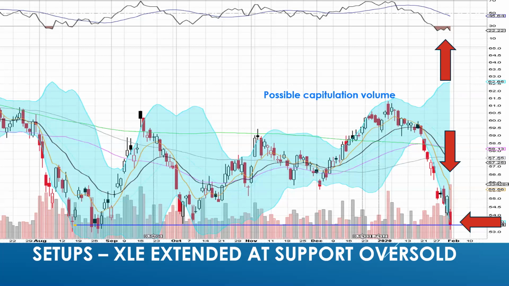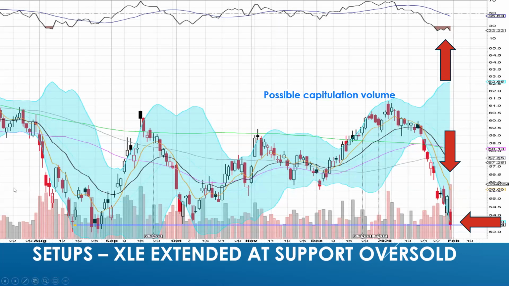And look at where it's come. It's come into this long-term support for the last year or so into this area. And what I also notice is RSI is really oversold, and it might be hard to see here, but if you look carefully, look at the volume on Friday. Look how big that candle was.